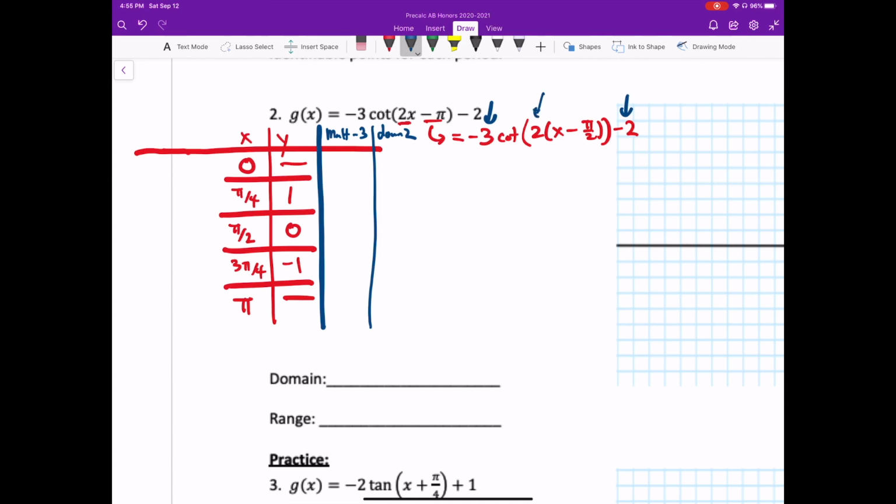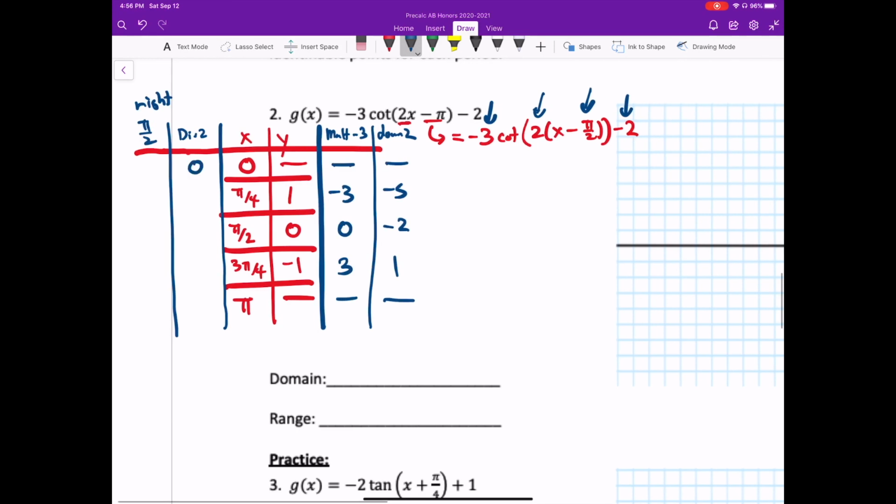We have a horizontal compress of 2, so that's divide all the x values by 2. And then we also have a horizontal shift right pi over 2. So we're going to shift all the x values right pi over 2. So you know how to do the transformations, and again, I'm going to go very quickly.